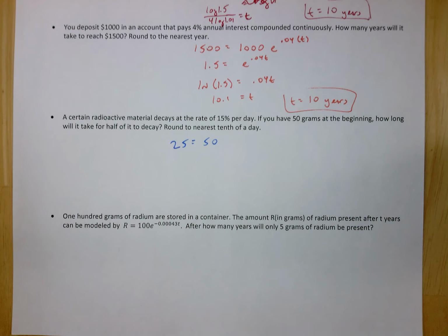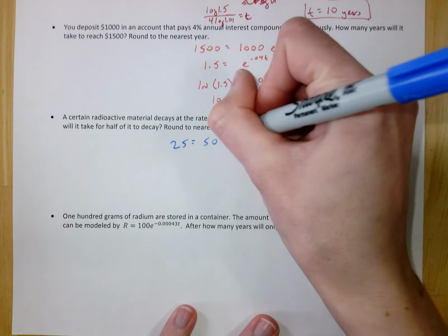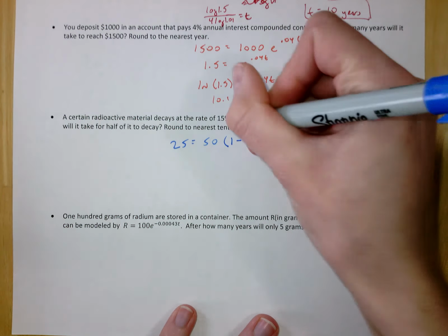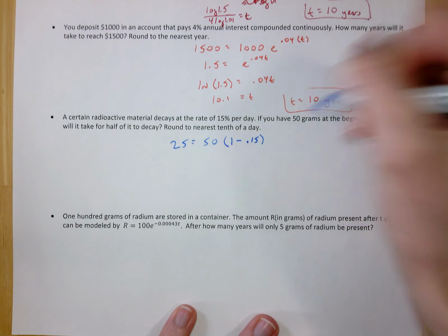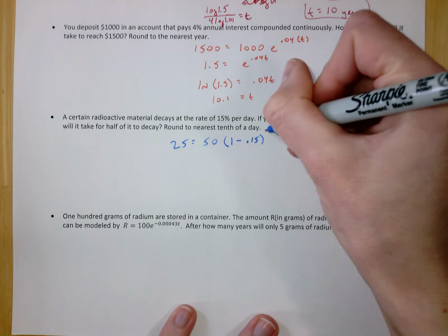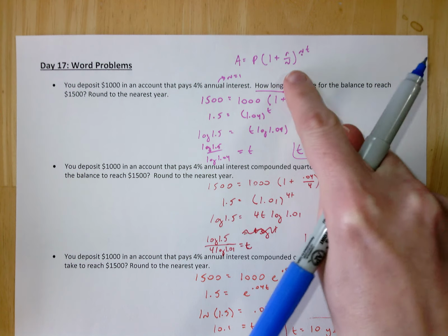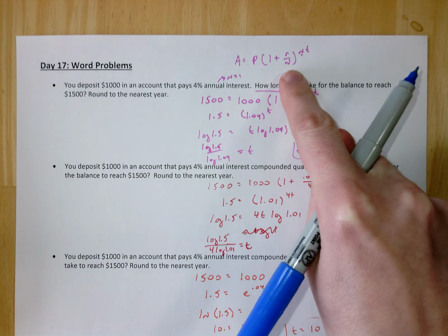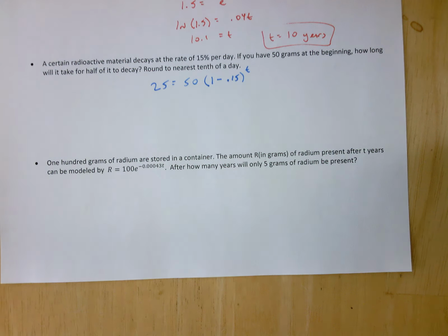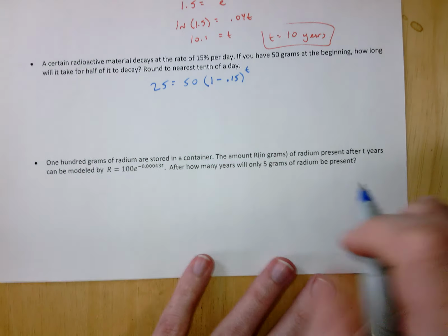Okay, and the only difference for decay, remember, it's the initial amount times 1 minus your rate, raised to the time. So you can use this same formula except with subtraction, and we don't really talk about compounding decay, right? We really just talk about either continuous decay or regular old decay. Cool, so I'm going to solve this.